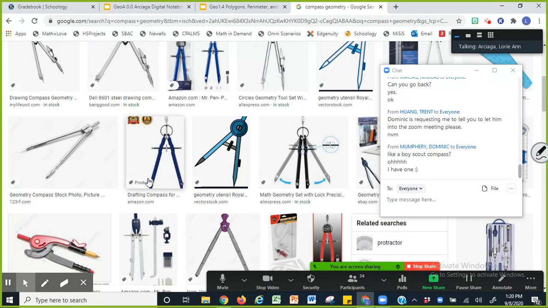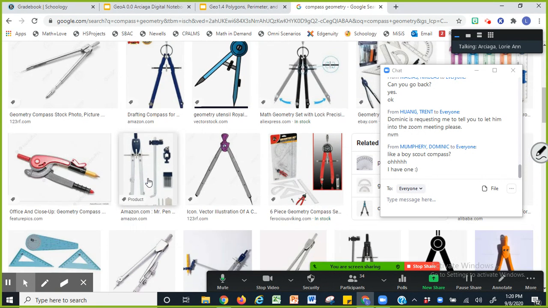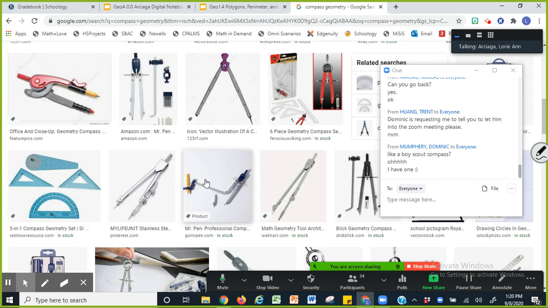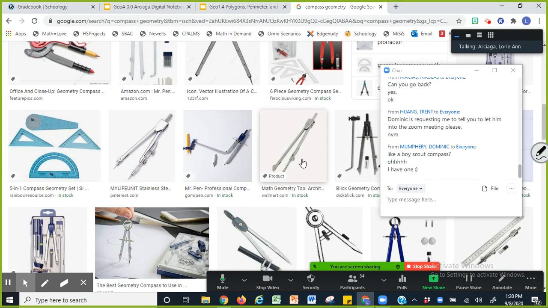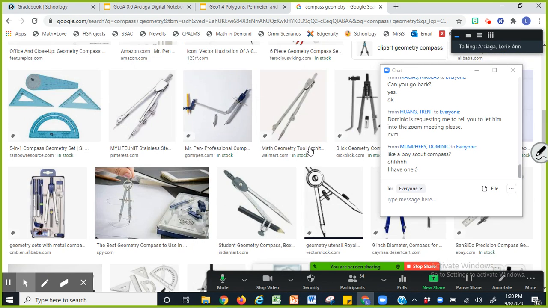Yes. We only need it in geometry. We don't need it in other math subjects, maybe until you get to pre-calc or calculus B. So it doesn't have to be an expensive one.